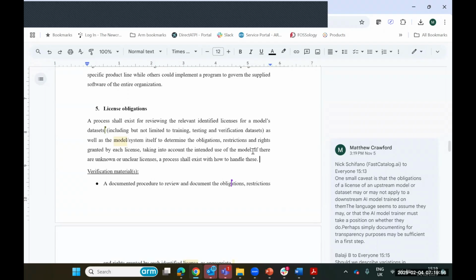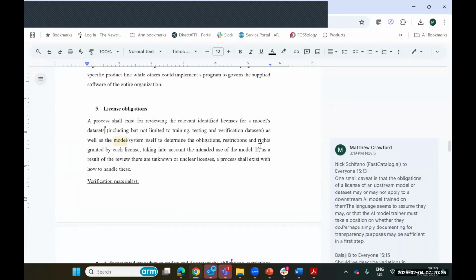Does that seem reasonable? Hey, I don't want to split hairs, but I don't know if it's a separate process from the one we just mentioned. In all fairness, I think this is covered. If you have a process to review and identify the relevant licenses, then you kind of have to deal with unclear situations. I think it comes along with it in some way.